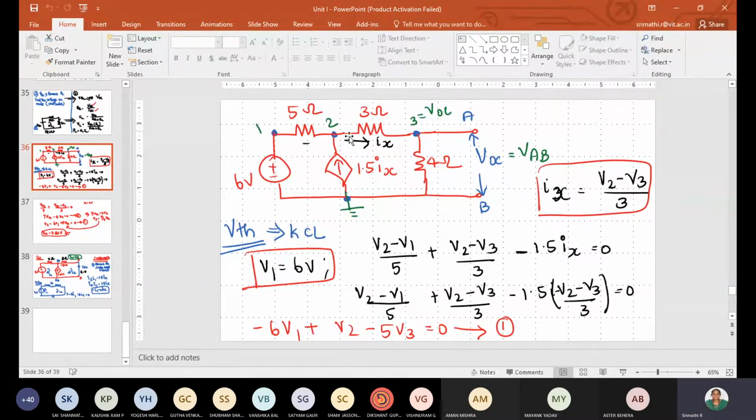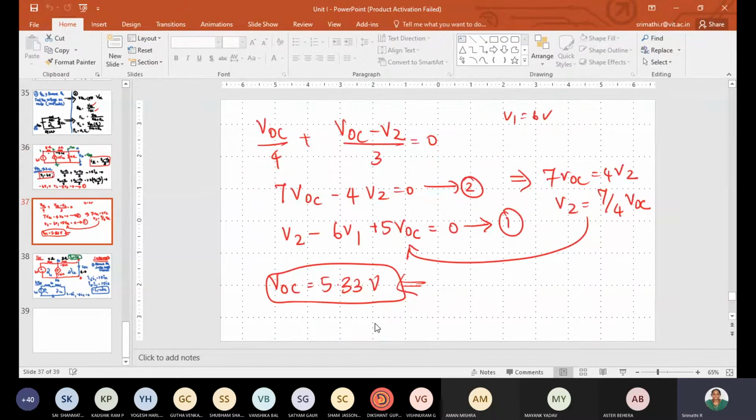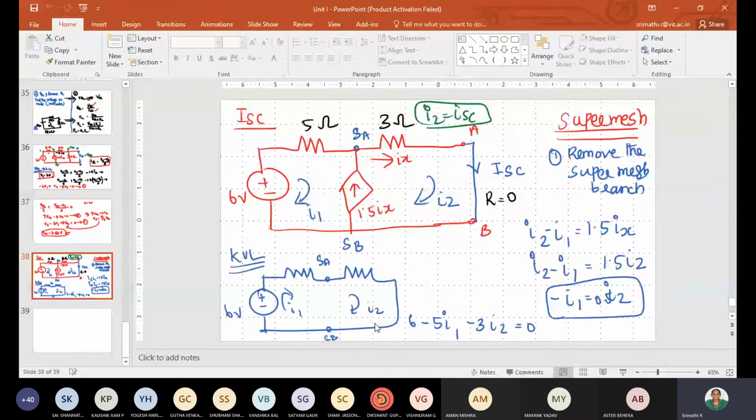So we have 4 nodes, as I said earlier, out of which one is the ground node. The other 3 nodes: the third node, you take it as VOC itself. And the first node's voltage is known, that is 6 volts. So write equations for 2 and 3 and solve. So you'll be getting your VOC to be 5.33, and then come ahead with the ISC.